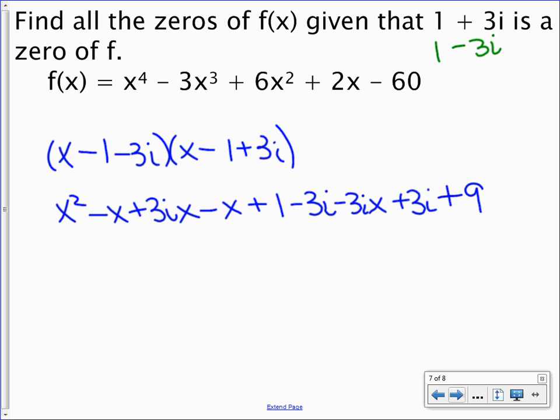All right, ladies and gentlemen, what happens? 3ix goes away. 3i's go away. And we're left with x squared. Excellent. Why did we do that? Because now we know that this should divide evenly into f of x.